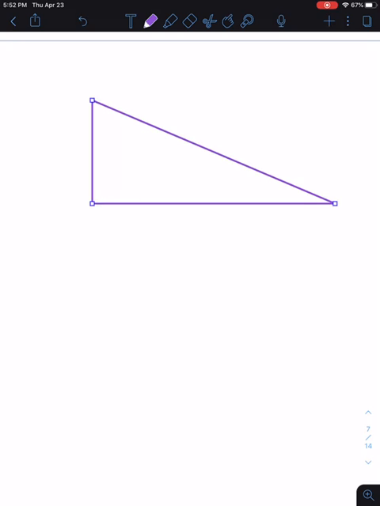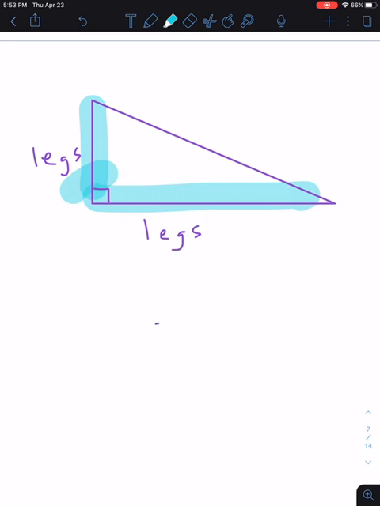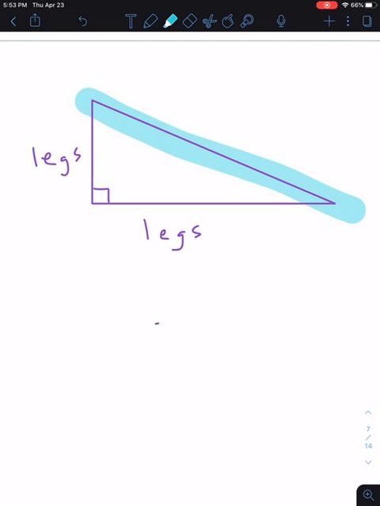So let's identify some parts of the right triangle. We've got two legs, right? And the legs are the sides of the triangle that are connected to the right angle. So the legs are always touching the right angle. Now, this other side over here that's not touching the right angle is called the hypotenuse.